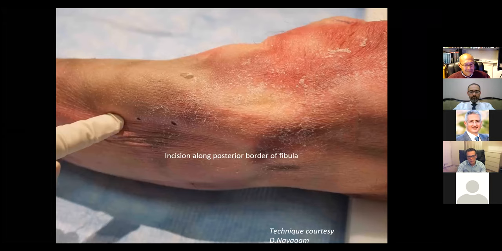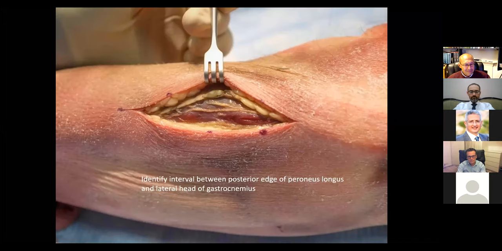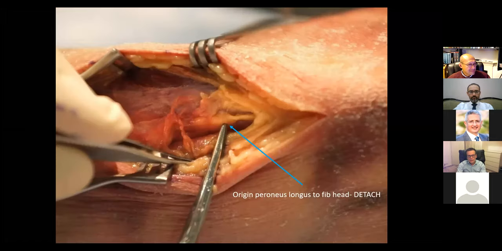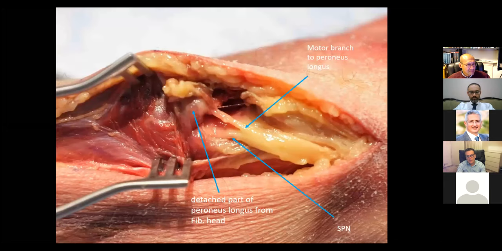It requires an incision along the posterior border of the fibula, which is quite straightforward to identify. The next step will be to identify the interval between the posterior edge of the peroneus longus and the lateral head of gastroc. Once you've found that plane, then the next structure you will find will be the first branch of the peroneal nerve to the peroneus longus muscle. At that point, once you've identified the branch, you identify the origin, you follow peroneus longus to the fibular head, and you detach the peroneus longus from the fibular head, and that will bring into full view the superficial branch of the peroneal nerve.